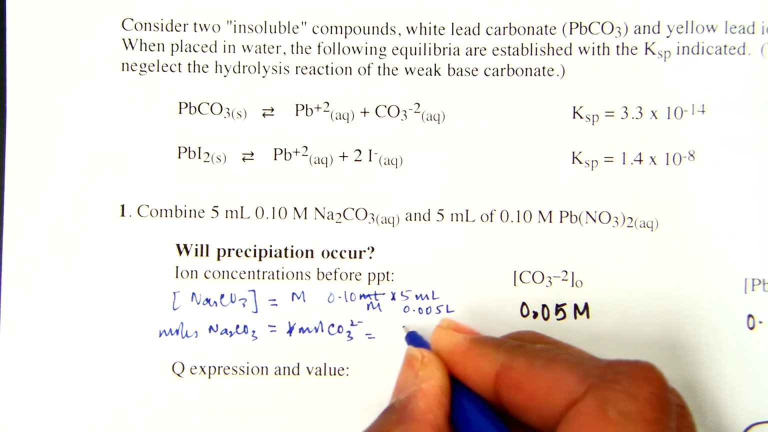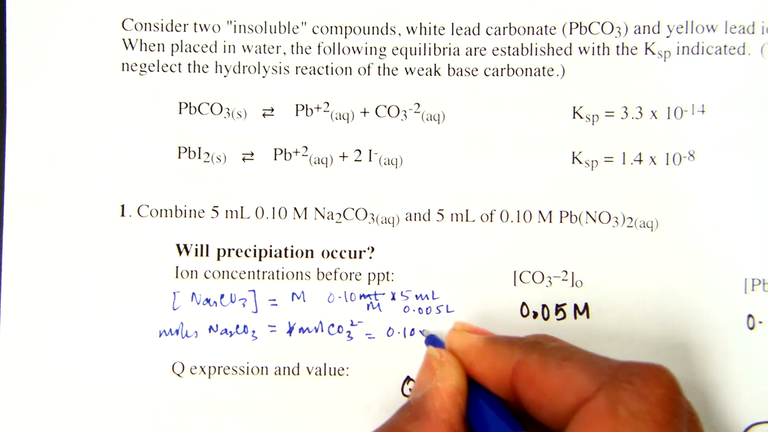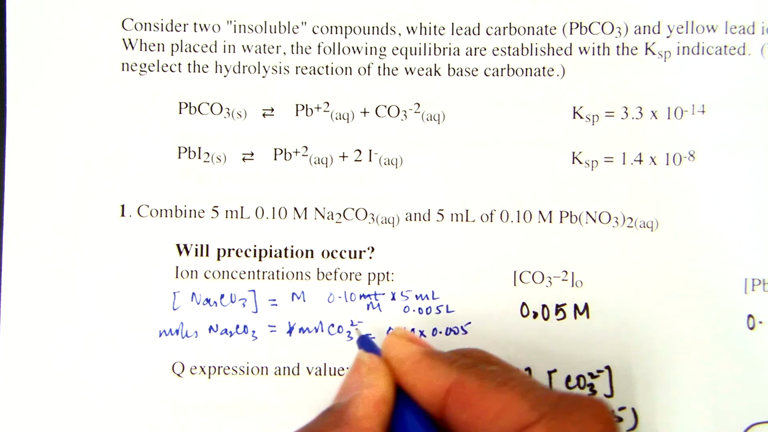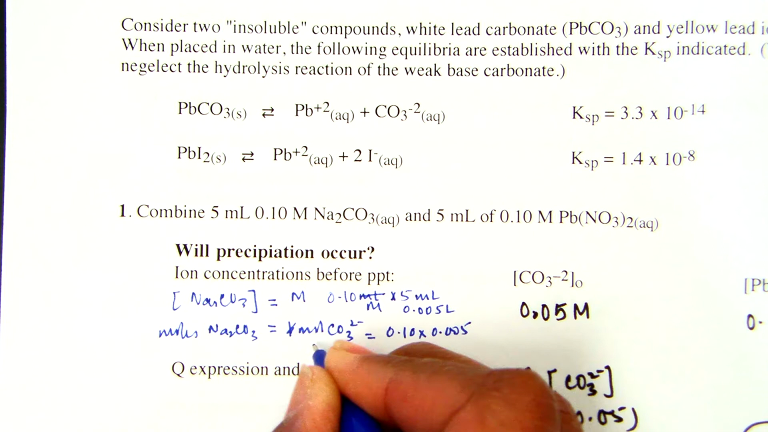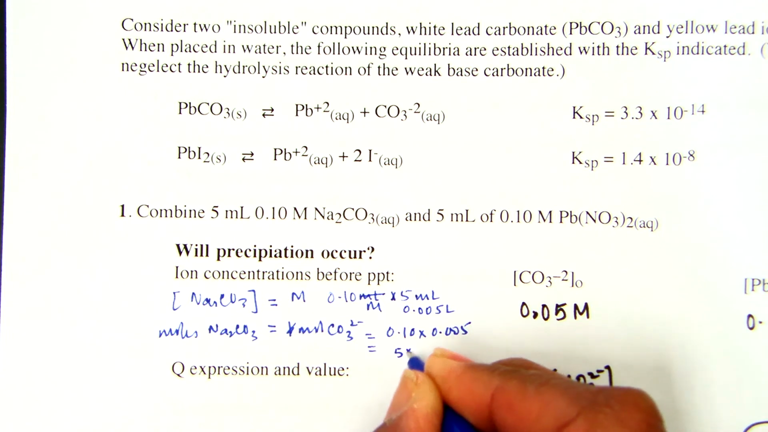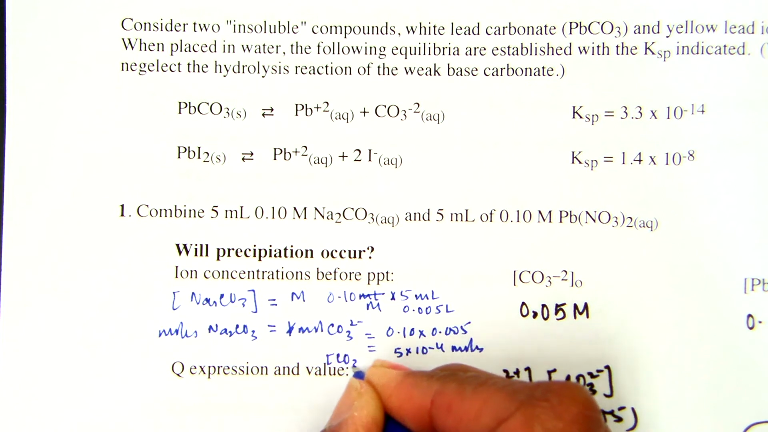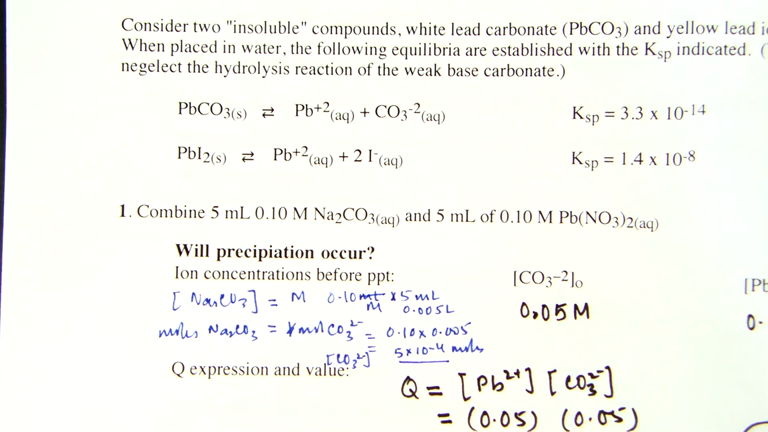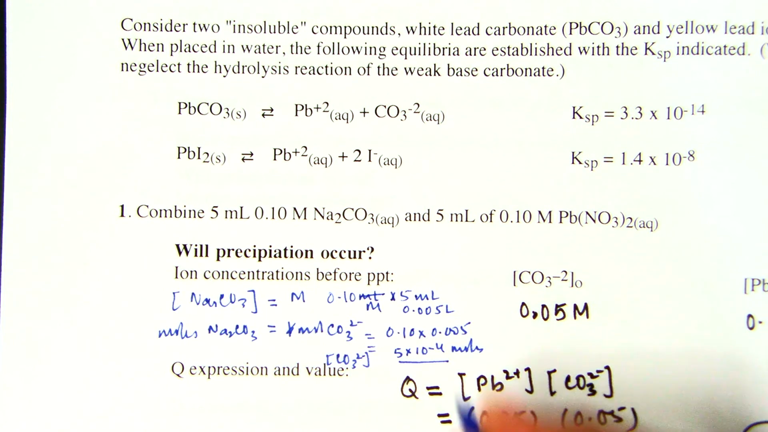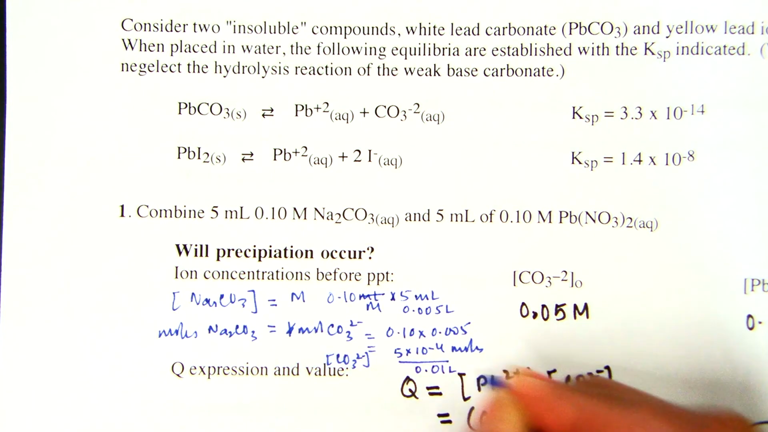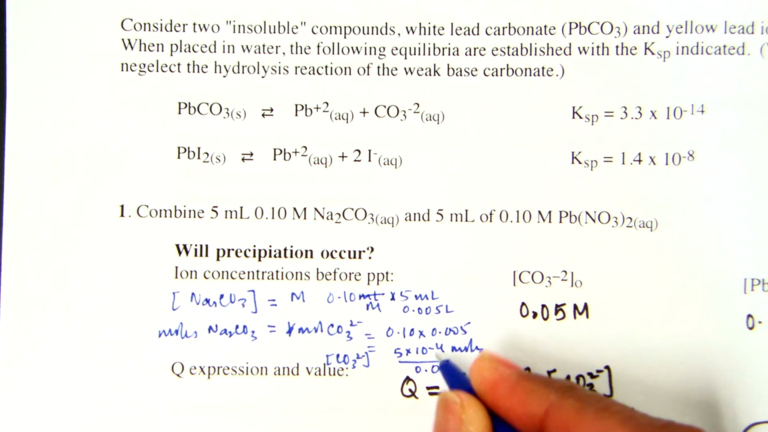So that is 5 times 10 power negative 4 moles. So molarity of carbonate will be this divided by total volume, which is 5 and 5, 10 mL, or 0.01 liters. Hence it is 0.05 or 5 times 10 power negative 2 molarity.